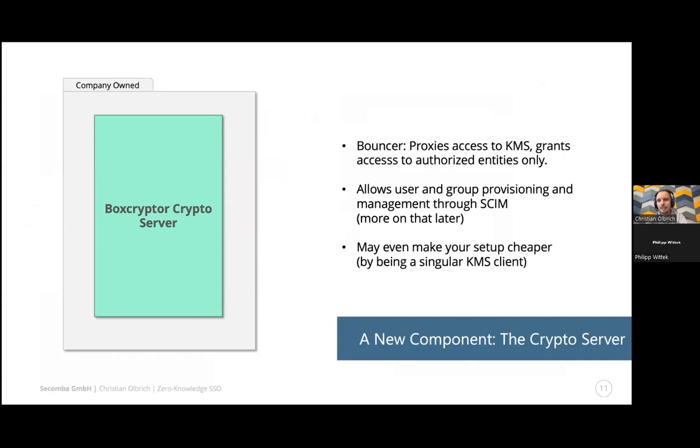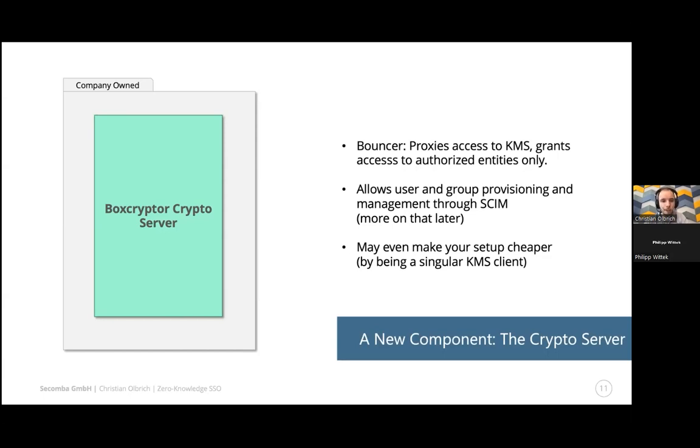So we need an additional component, and actually this is the final component that we need for this. This is a small stateless server that we provide, and it's called the Boxcryptor crypto server. This crypto server has mainly the task of a bouncer. So it proxies the access to the KMS and only allows authorized entities in. How this works in practice, we'll see in a second. It also gives us a few additional advantages. For example, with Boxcryptor crypto server, we can actually allow user and group provisioning and management through SCIM. More on that later as well.